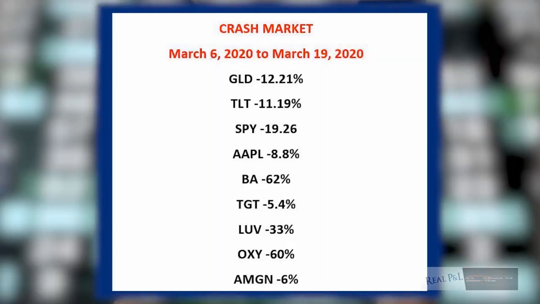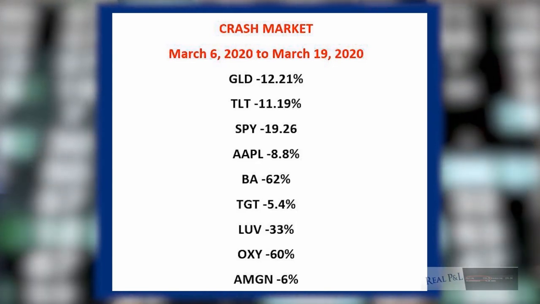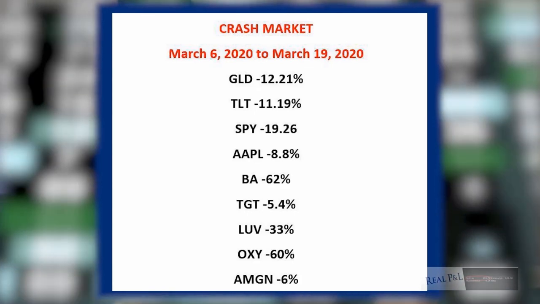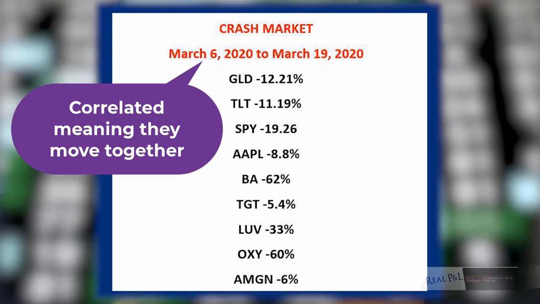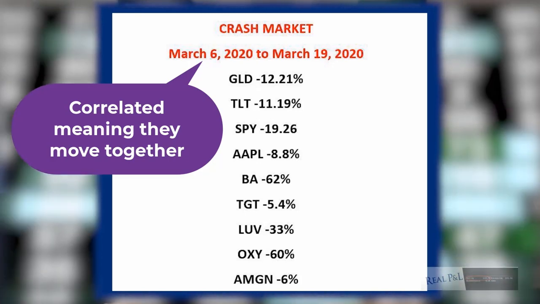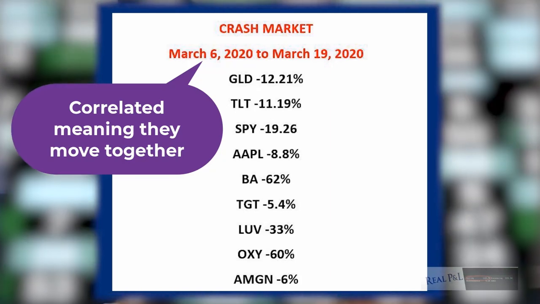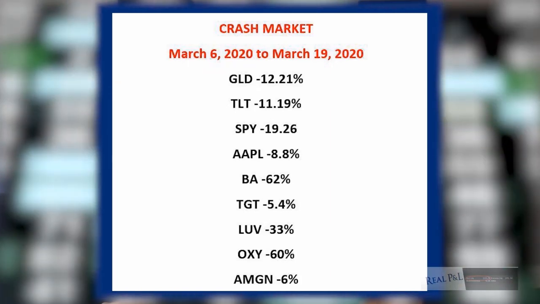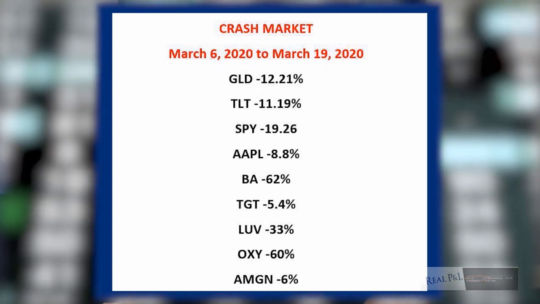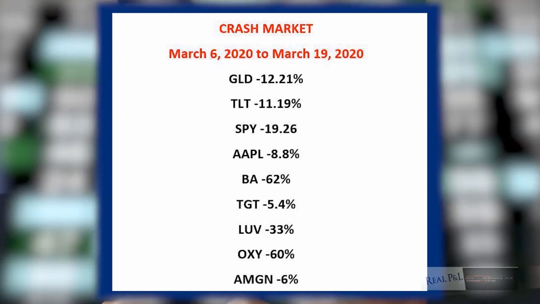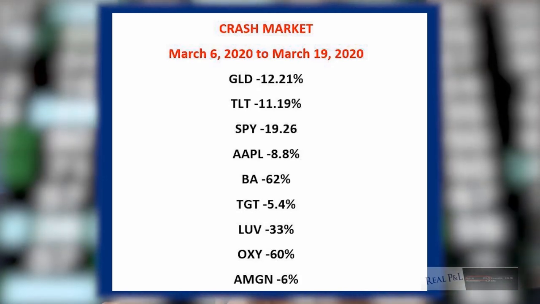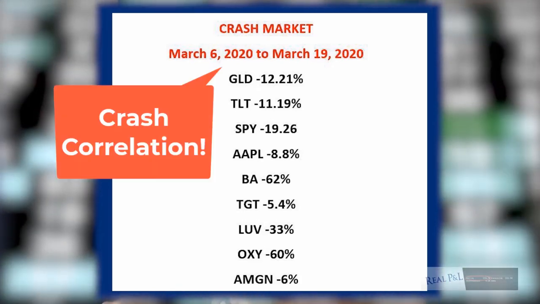In a crash market, the underlying stocks become correlated. Let me show you. So you can see that there was a crash market here between March 6, 2020 and March 19th, 2020. What happens in this crash market is that all assets become correlated. Gold down 12%, bonds down 11%, the market down 19%, the tech sector with Apple down 8.8%. You look at the aerospace sector with Boeing down 62%. Look at the retail sector with Target down 5.4%. Look at the airlines. You look at Lowe's, which is down 33%. Look at the oil industry, Occidental, OXY, down 60%. And you have the biotech industry down 6%. And this is just over, what, a 1 to 2 week period? This is called crash correlation.